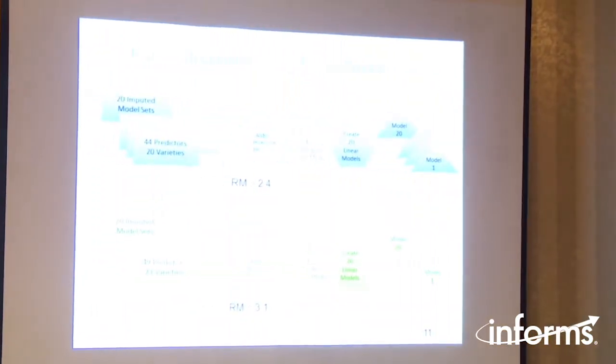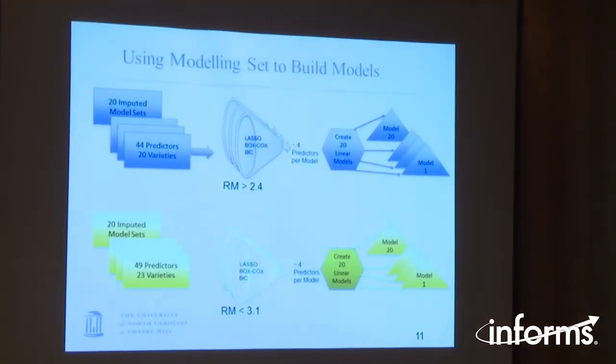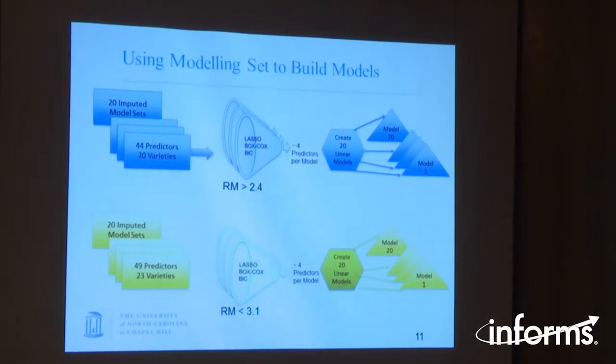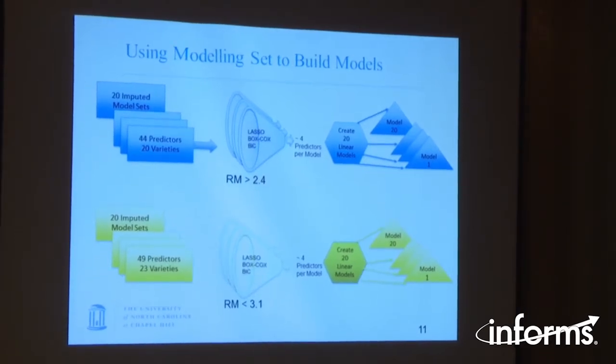So the next step: now that we had the imputed data sets, we were interested in the actual model building process. We had 20 imputed data sets and 44 possible predictors for the higher RM varieties. Our first step was to use lasso regression to do a first pass feature selection. This was useful because we had 44 predictors, and we couldn't use all of them because we felt that we would run into problems of overfitting.